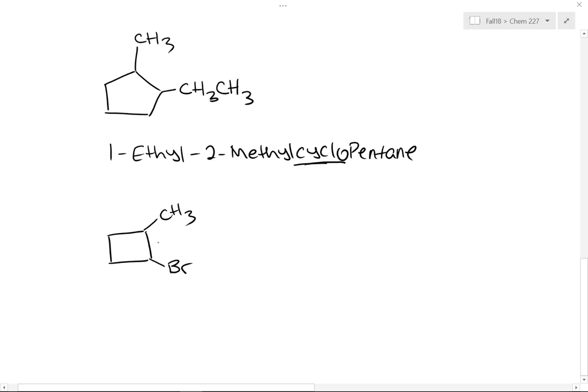Now, we can number 1, 2 starting at the bromo, or we can number 1, 2 starting at the methyl. So we do need to kind of address that a little bit. We're going to go by alphabetical order. We're going to give 1 to the bromo and 2 to the methyl, just by convention. Actually, up here that would be the case too: 1 for the ethyl and 2 for the methyl, just for alphabetical purposes. So this is going to be 1-bromo-2-methyl, that's the last substituent, cyclobutane.